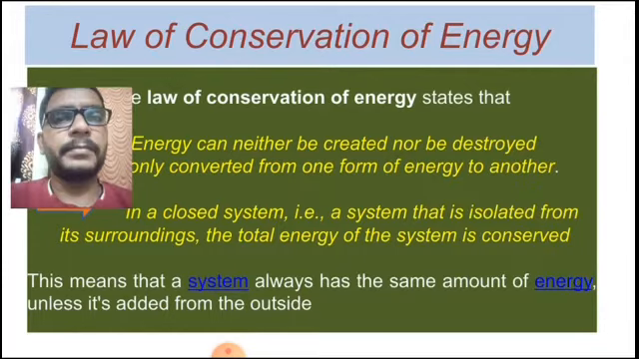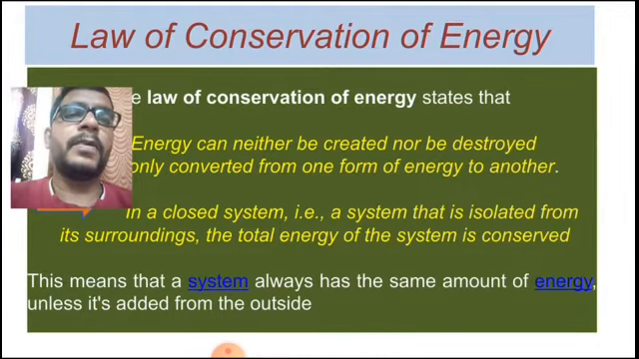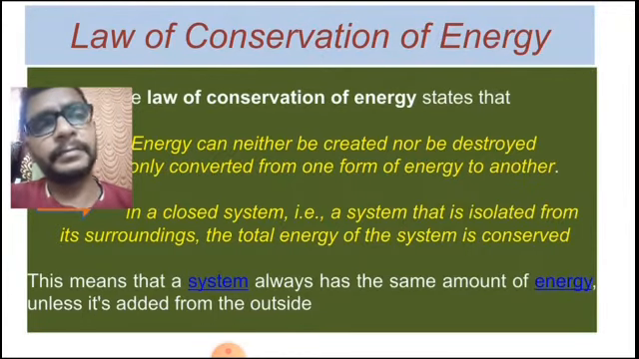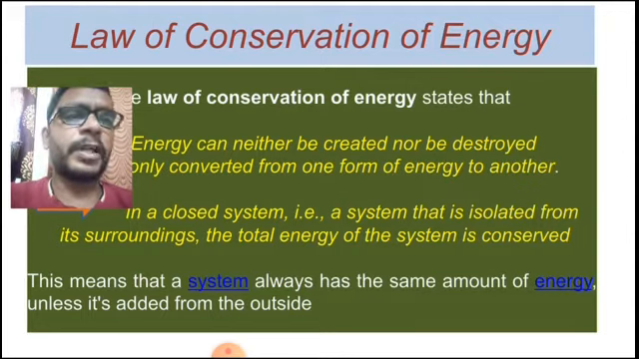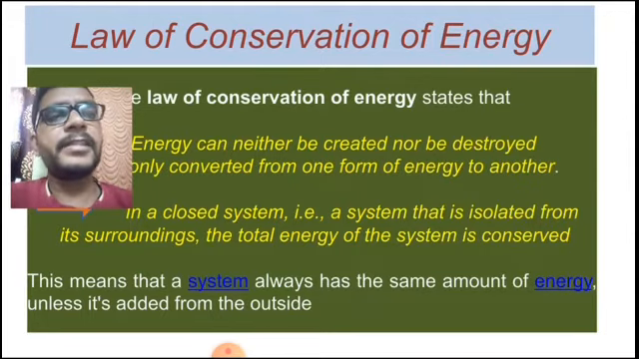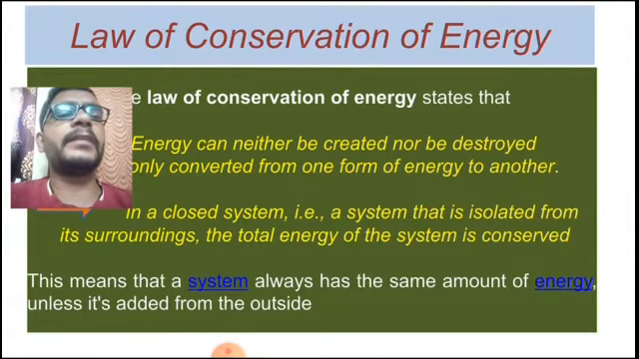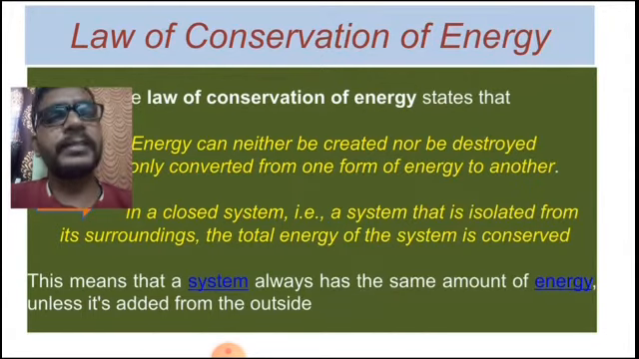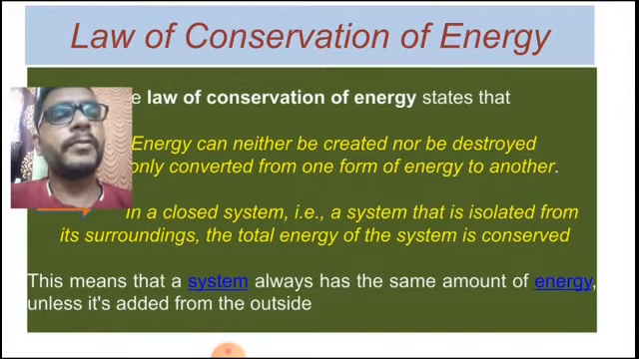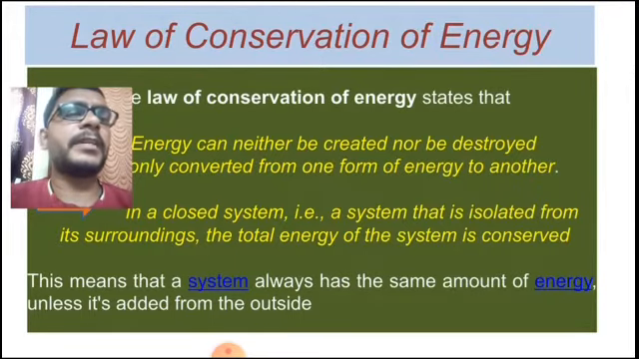In a closed system, that is a system that is isolated from its surroundings, the total energy of the system is conserved. Conserved means no change in its energy. Whatever changes take place inside the closed system, the total energy remains constant. So energy cannot be changed.